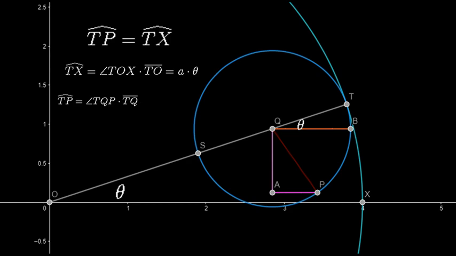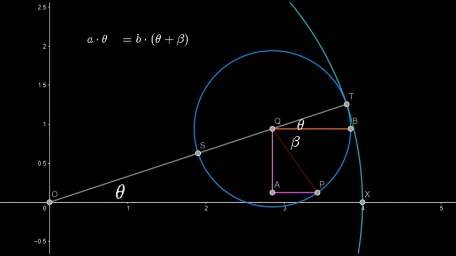We don't know angle TQP. Let's call angle BQP beta. That makes angle TQP beta plus theta. Then we get arc TB is equal to B times theta plus beta. Setting TP and TX equal, we can solve for beta in terms of theta.